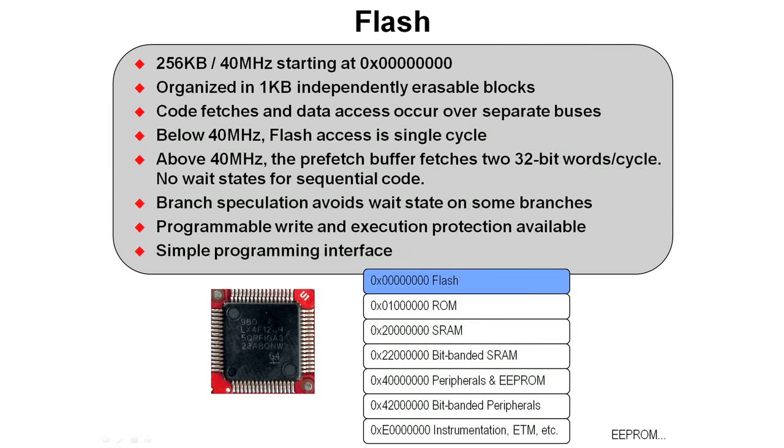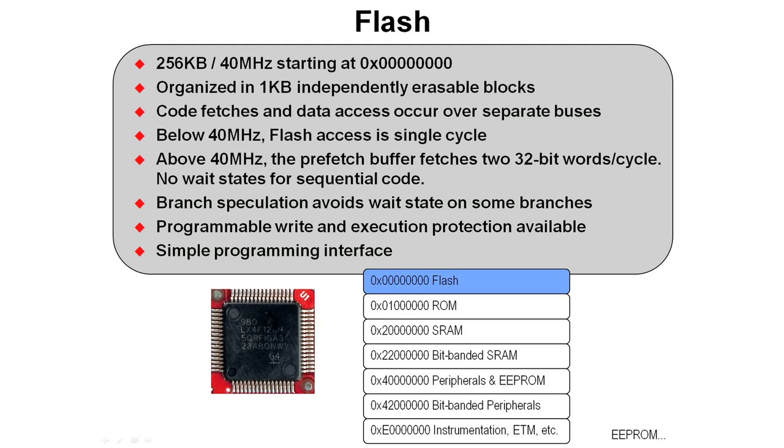Flash memory on the LM4F120H5QR is 256K long, and it's single cycle to 40 megahertz. That memory starts at all zeros as shown in the memory map below. It's organized into 1K independently erasable blocks. Like I showed you in the previous slide, the code fetches and data accesses occur over separate buses. You don't have to worry about it being a Harvard architecture machine. This just speeds you up.